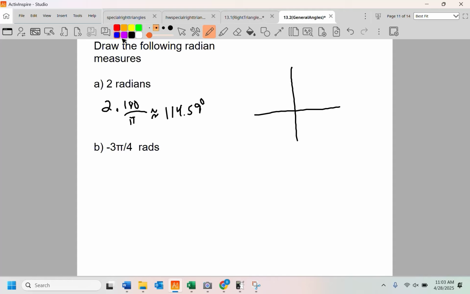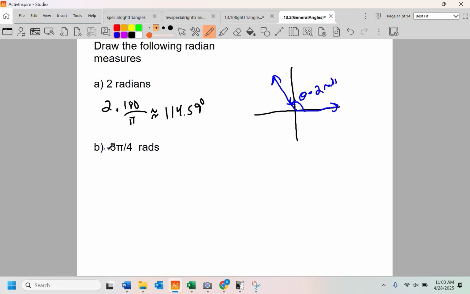Remember, angles start on the positive x-axis, and then they rotate to its terminal side. And if you rotate through a quadrant, you've covered 90, so you got about 24 left to go. It looks something like that. There's your rotation. And there's theta being 2 rads.